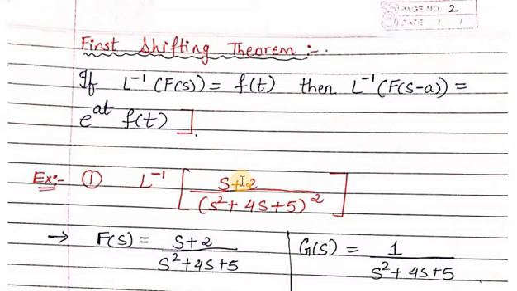Now I will make you understand the convolution theorem with the help of one example. We have to find out the inverse Laplace transform of s plus 2 over s square plus 4s plus 5 the whole square. From this function, this whole function, we will assume f of s and g of s. So let f of s be s plus 2 over s square plus 4s plus 5, and g of s be 1 over s square plus 4s plus 5.